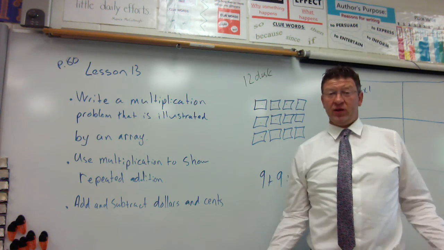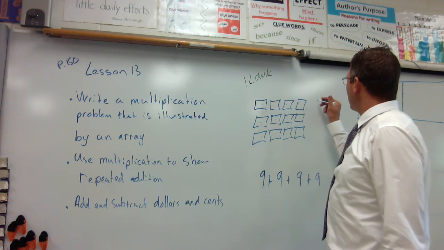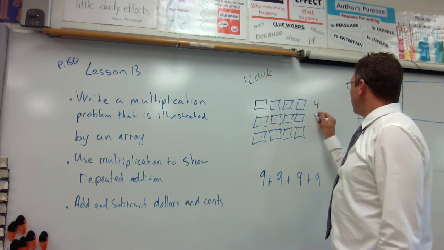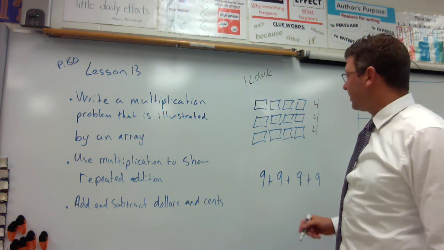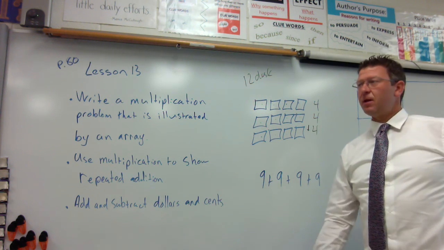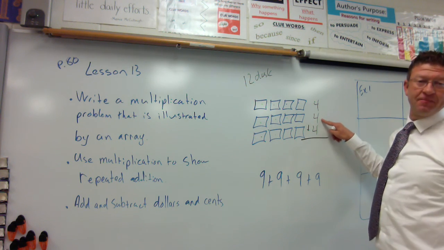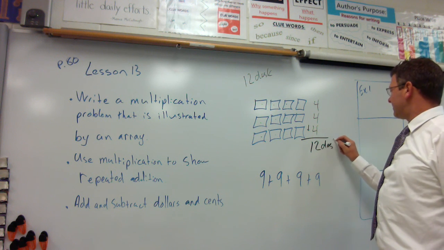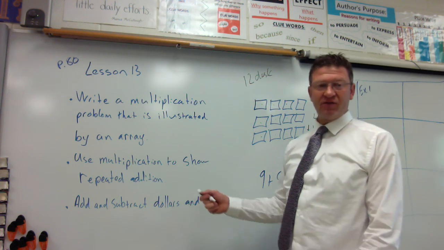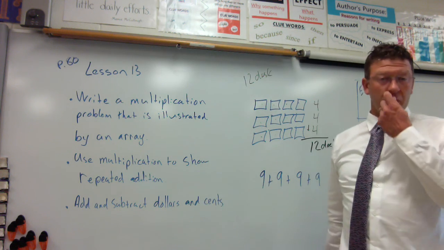The next thing we can do is say, hey, we got 4 desks in each one of these rows. 1, 2, 3, 4. 1, 2, 3, 4. 1, 2, 3, 4. And we can have repeated addition. Whenever you have the same number you're adding over and over, it's called repeated addition. 4 plus 4 is 8. Plus 4 more is 12. 12 desks.